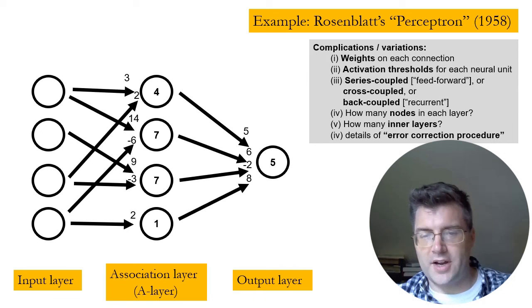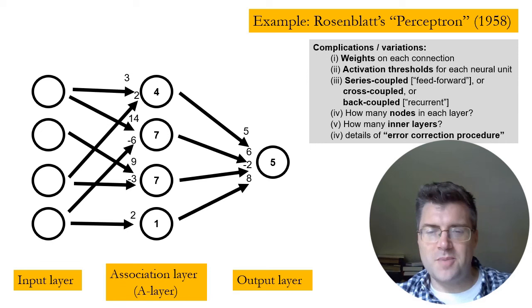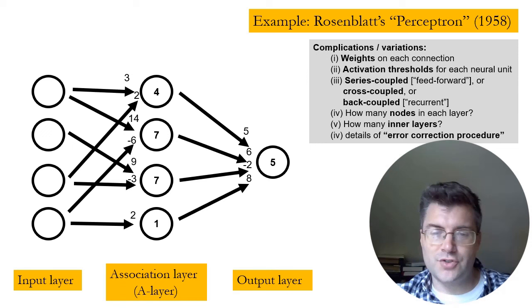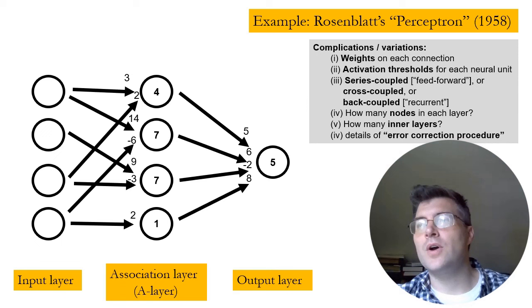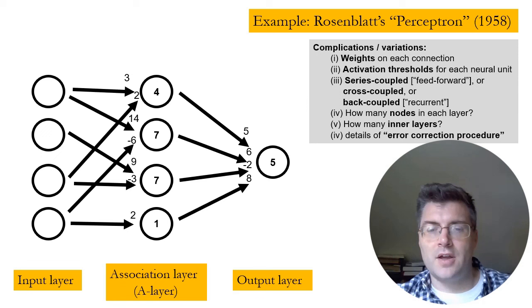But at some point in the development of neural networks, people came to realize that there are some things that you can do very well if you have multiple inner layers, and you can't really do at all if you just have one or two inner layers. Likewise, there are some variants on the error correction procedure that allow a wider range of problems to be solved. That is, they allow for optimization even in cases where the error correction procedure described by Rosenblatt wouldn't actually work.